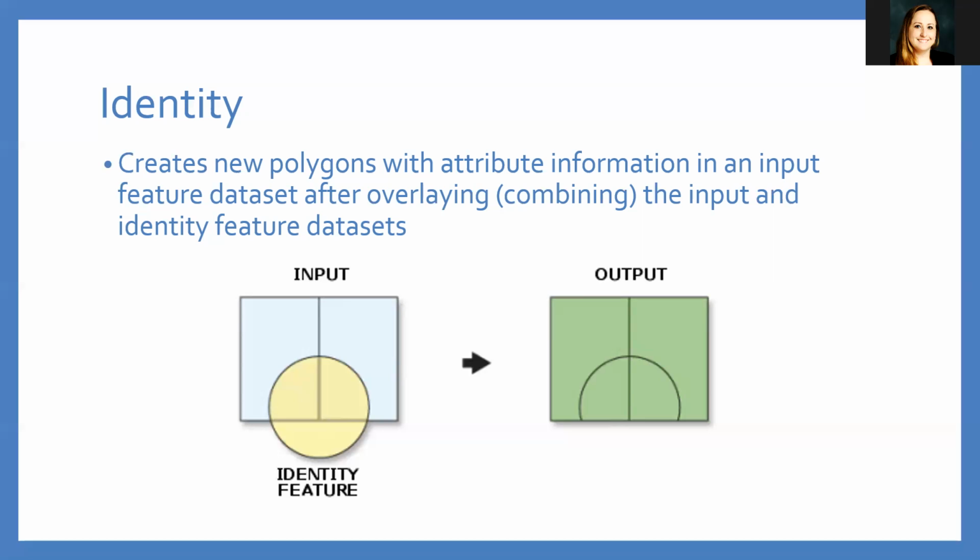For example, say the input dataset contains different flower types and the identity feature contains hummingbird habitats. You could use this to find out where the hummingbird habitats are and where they are more likely to be located based on the type of flower in the area.